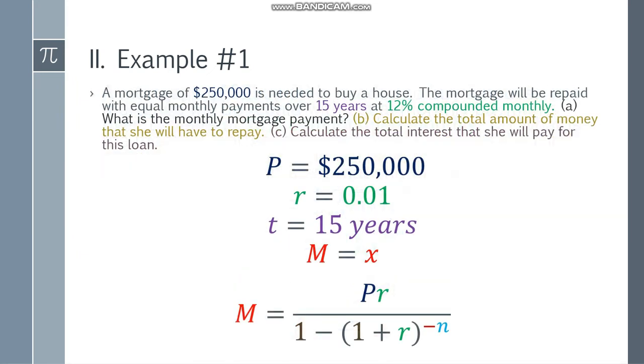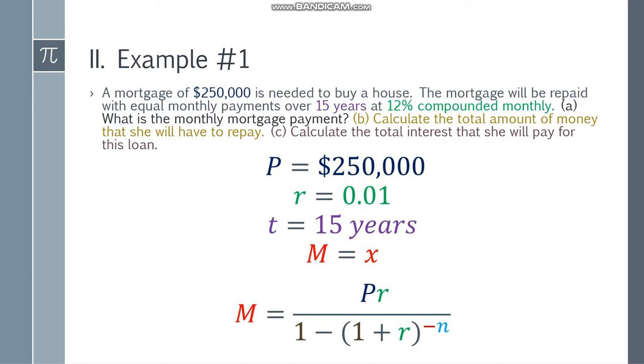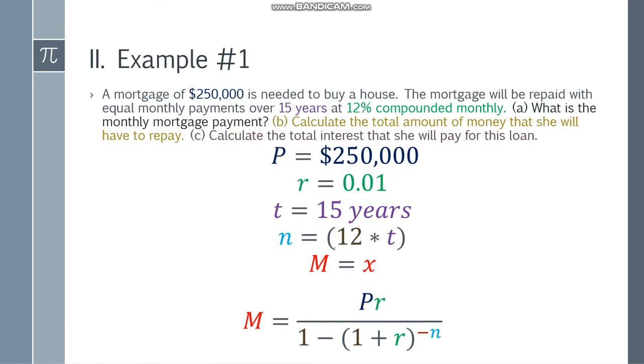Now, we're going to substitute it. Sorry, we forgot about the negative n. So to find n, that will be 12 times t. So let's do 12 times 15. Substitute 15 to t here. So that will be 12 times 15, and you will get 180. So the value of n is 180.